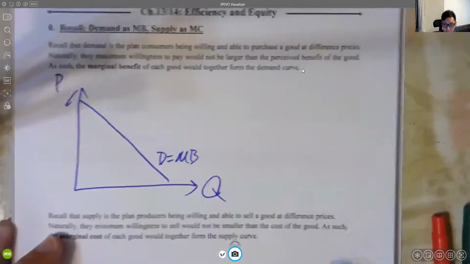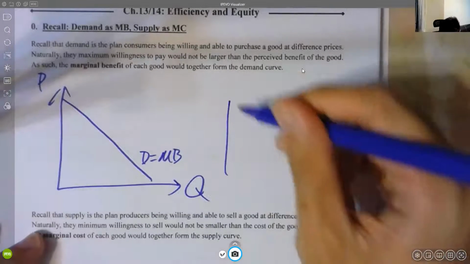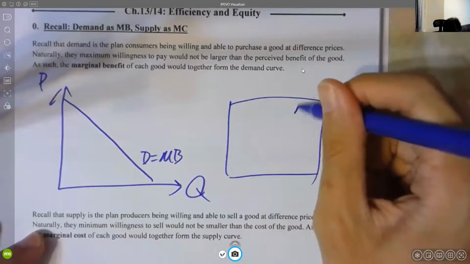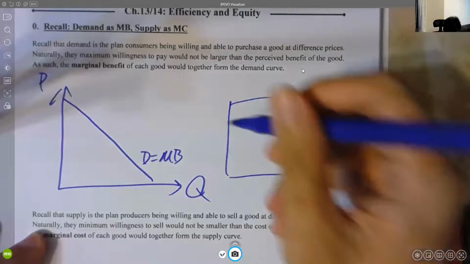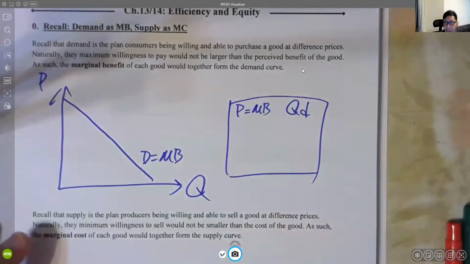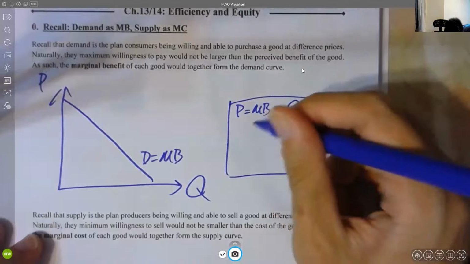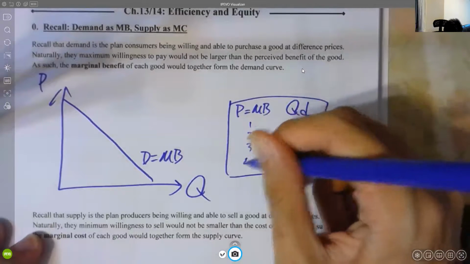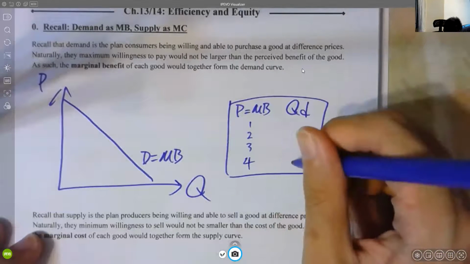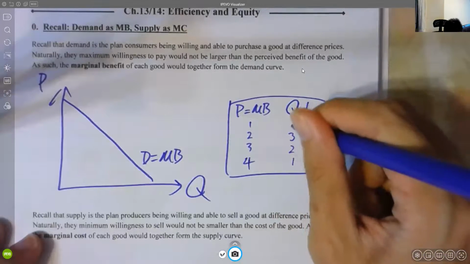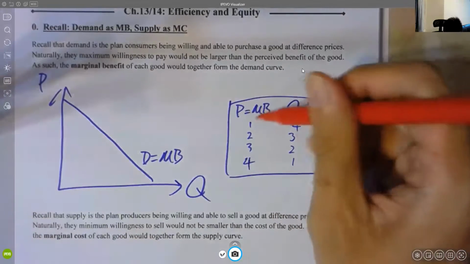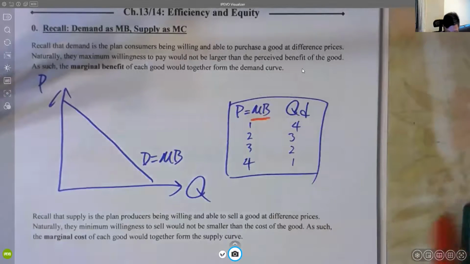All right, now if you look at it from a table perspective, it should look something like this. Remember, we have QD and price. Price would also be MB, so it should go something like this. Let's say 1 2 3 4. Law of demand: the higher the price, the lower the quantity demanded. So 1 2 3 4, something like that. You have to remember, this is talking about MB. This would be a marginal benefit.